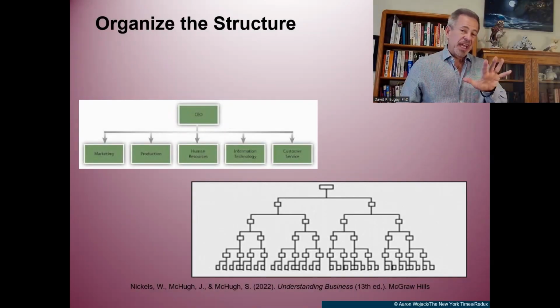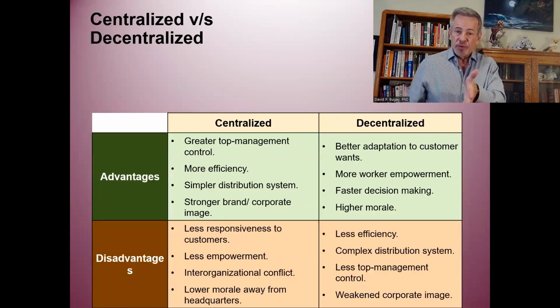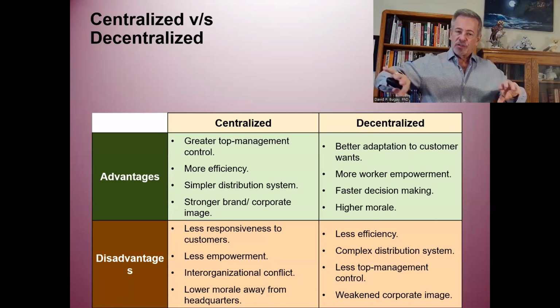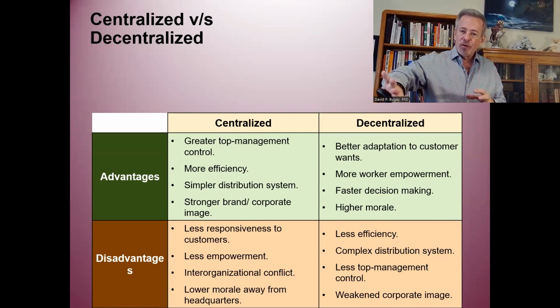Let's now look at the actual structure of the organization, not the building, but actually the building of the infrastructure of the different people and the relationships. You'll see here a couple of charts we'll talk about as we go through. You'll look at the concept we just talked about of centralization. We're going to have a lot of different aspects here, and then the decentralization, where you're going to better adapt to the customer wants, centralize greater top management control, and more efficiency. And then over here, more worker empowerment.